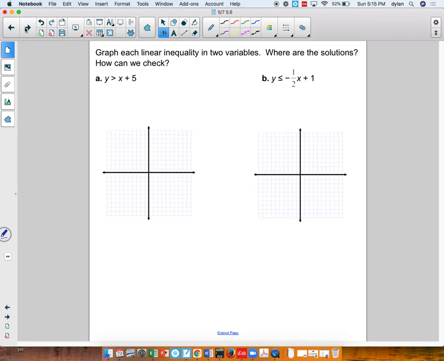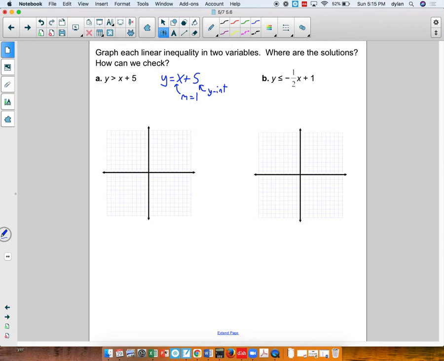When you see an inequality like y is greater than x plus 5, the easiest way to approach this is first to treat it as though it was y equals x plus 5 for the sake of graphing. In other words, we know that our y-intercept is going to be 5, and our slope, our m value, is going to be 1 in this case. So I'm going to start by just graphing y equals x plus 5 to begin with.